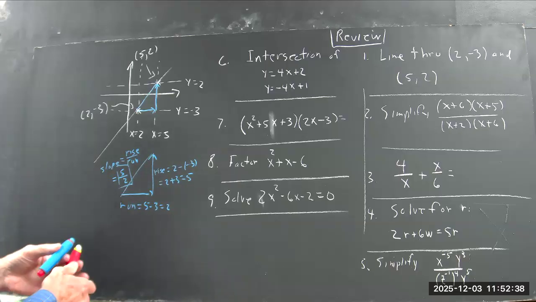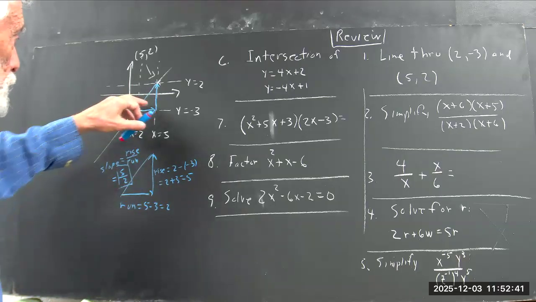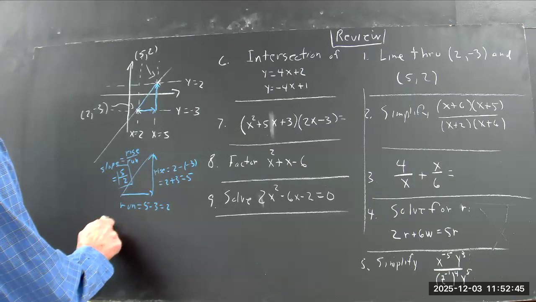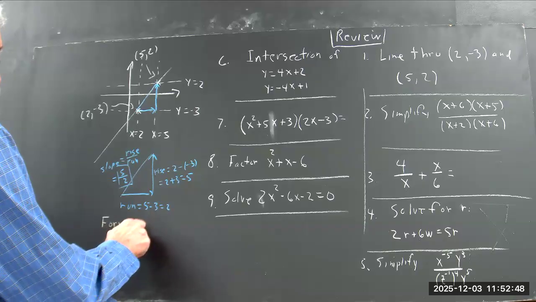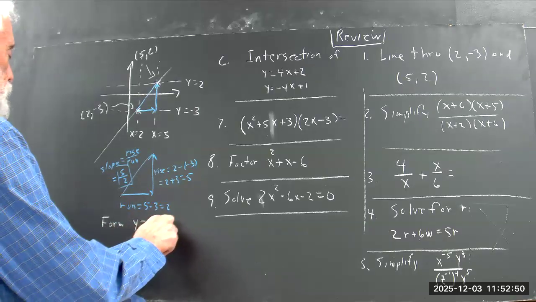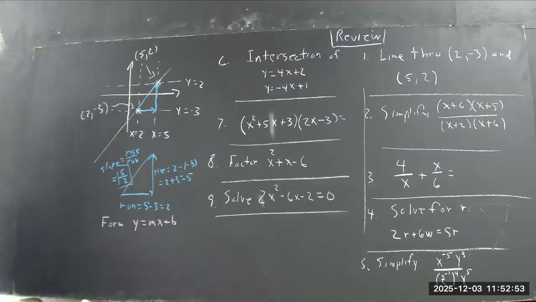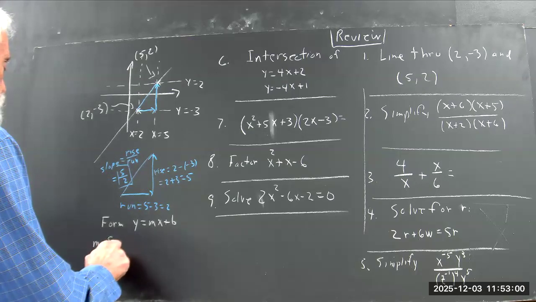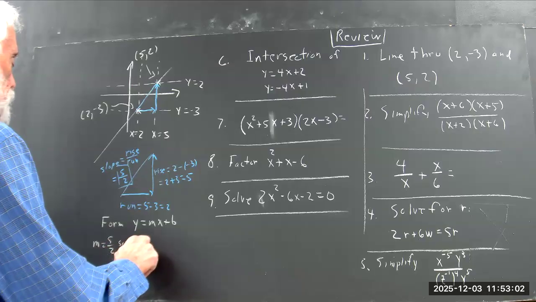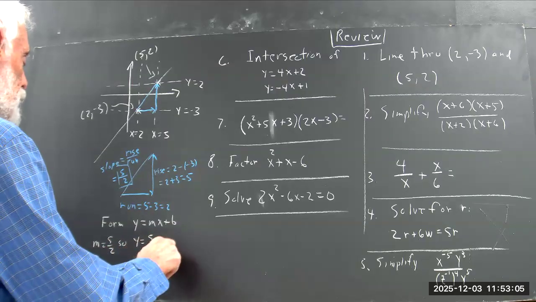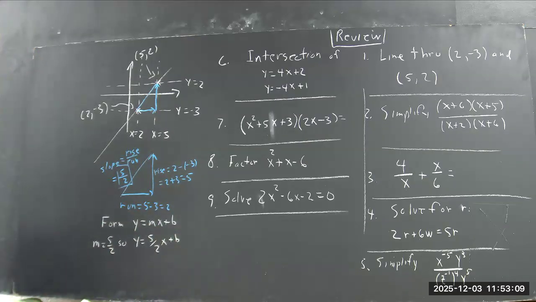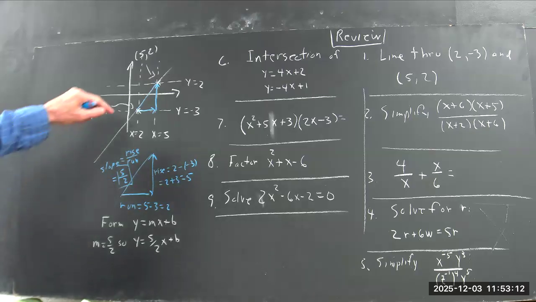Okay, so we have the slope here. Okay, so we know we have to find the slope. Now, the form is y equals mx plus b. M equals 5/2, so y is 5/2 x plus b. Now, just pick one of the points.